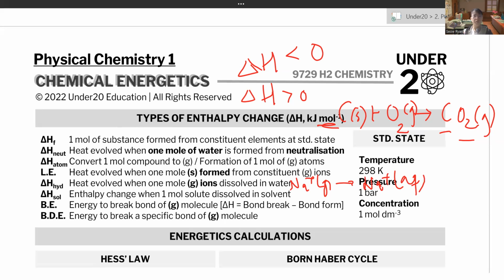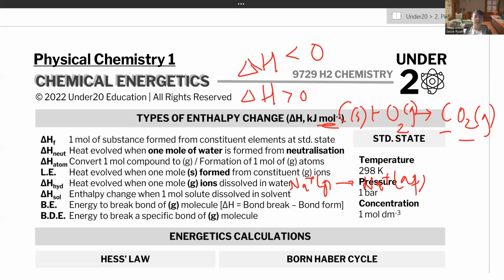Okay, next is enthalpy change of solution. Enthalpy change of solution is the enthalpy change where 1 mole of a solute is dissolved in a solvent. So this is not only limited to water, right? Because solvents can be anything. You can have an organic solvent like hexane or something, or ethanol, right? So it doesn't necessarily have to be water. So it's solvent specific. Okay, bond energy is the energy required to break a bond of gaseous molecules. This is what you should have done in O-levels, right? Bond break minus bond form based on a list.